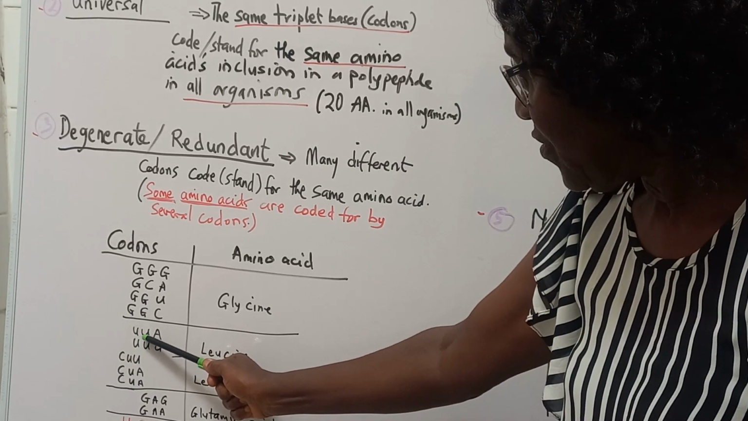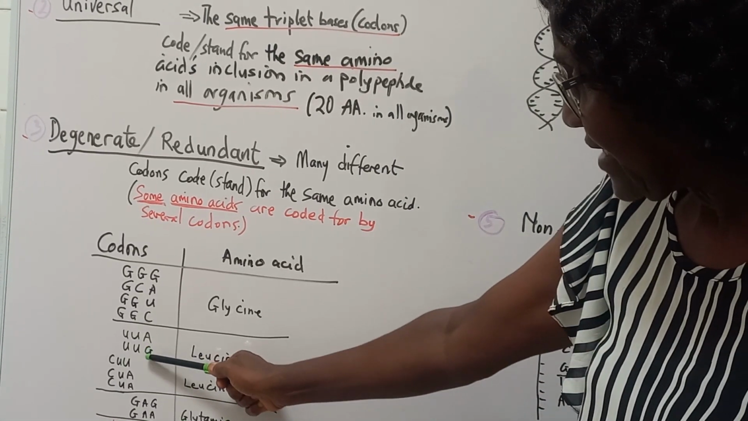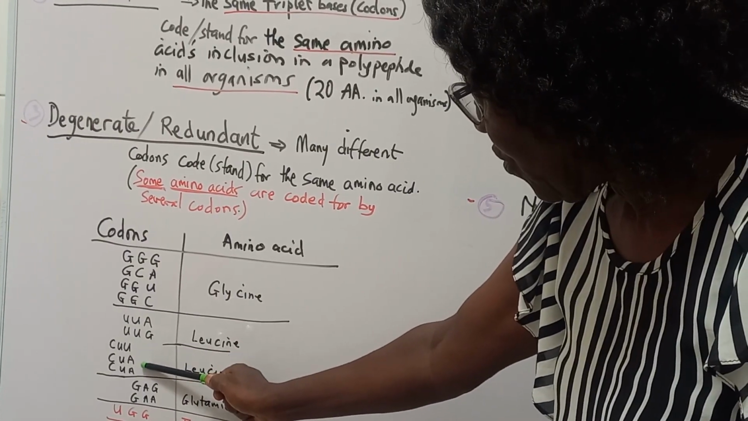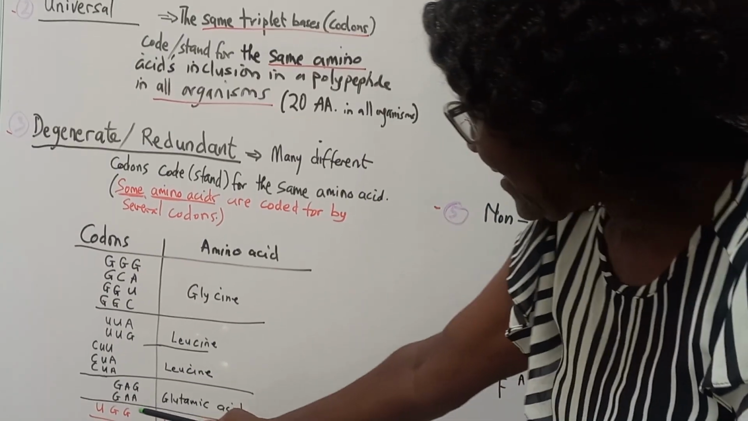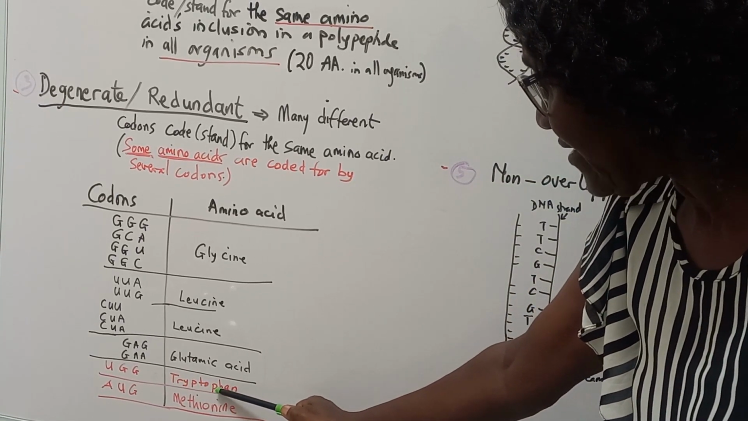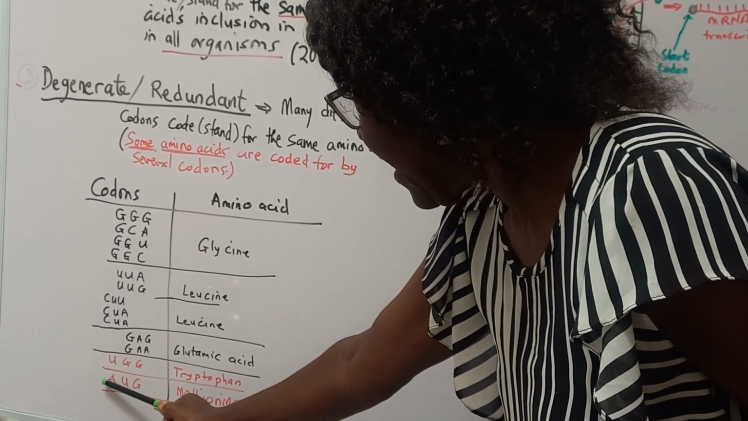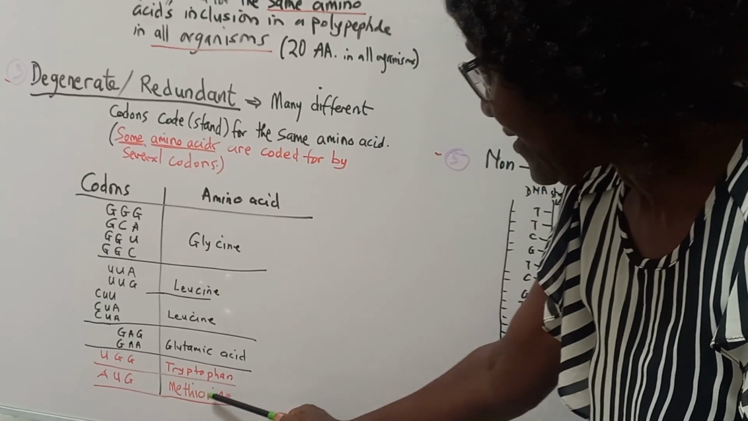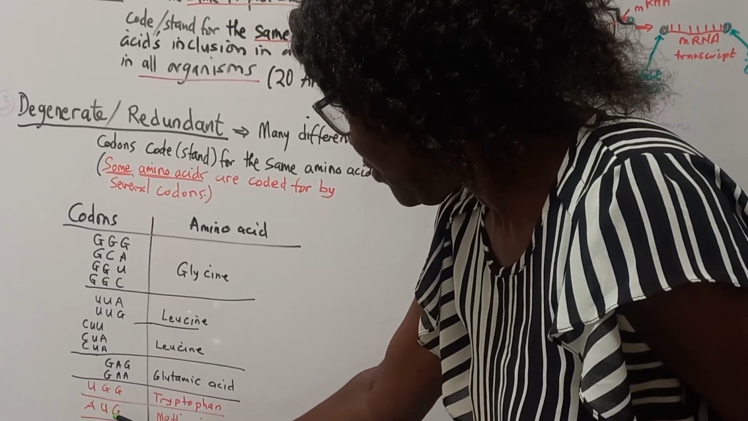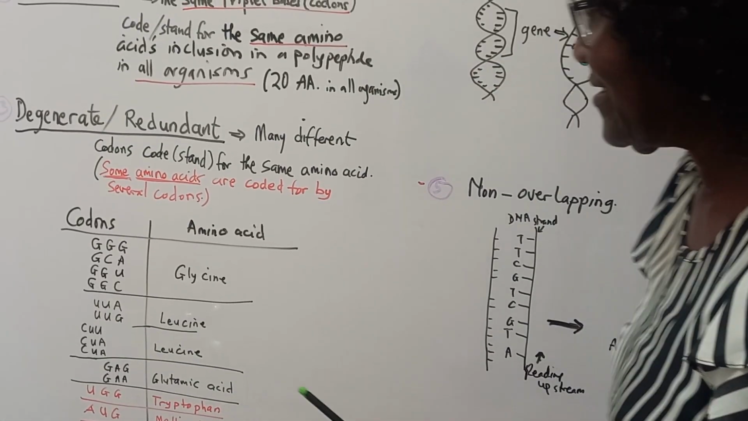Then you have U, UA, all these different codons code for the amino acid leucine, so that leucine becomes part of the polypeptide. These also code for the same leucine, but note here, UGG is a codon that codes for the amino acid tryptophan, and that is the only codon. Then you have the codon AUG coding for the amino acid methionine, and that's the only codon. This AUG methionine is a start codon. We are going to look at what the start codon is.